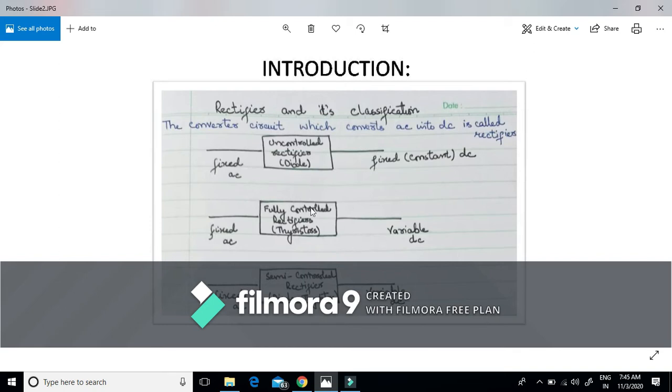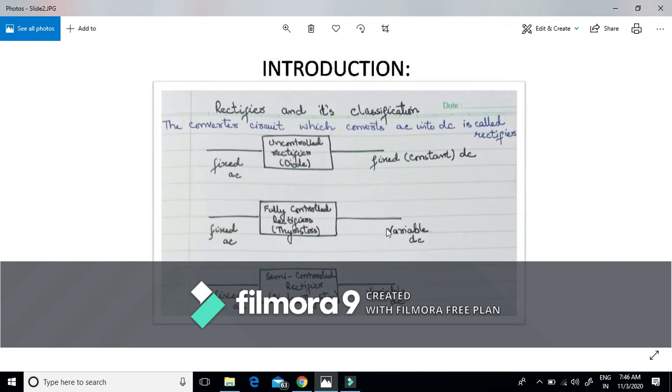Now the third one, that is fully controlled rectification, where we are using only thyristors. Here the adjustable output voltage is obtained from the fixed AC voltage. This adjustable voltage is obtained by varying the firing angle of these semiconductor devices, or thyristors. In this case, the direction of the current remains the same, but the output voltage can be reversed. This reversed output voltage allows the power flow from the load to the supply.